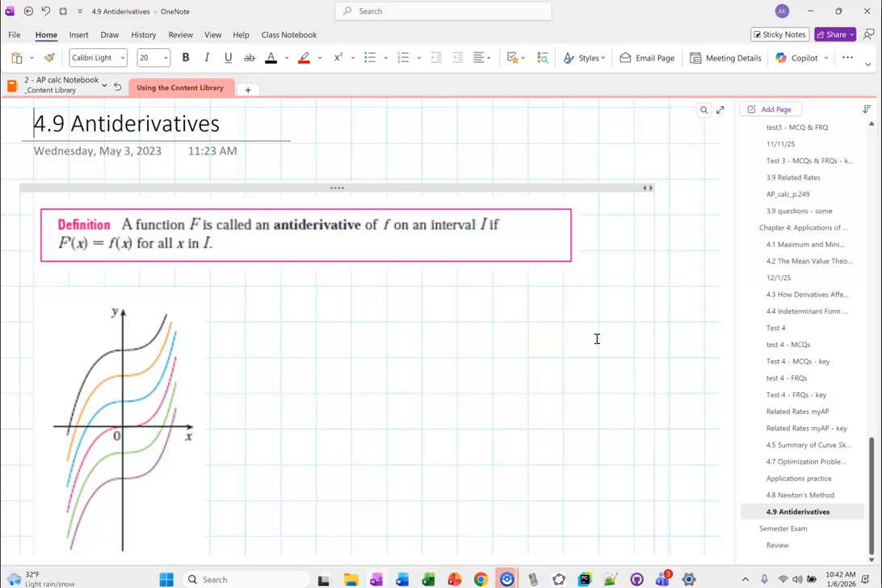So we say a function F is called an antiderivative of f on an interval I if F prime of x is equal to f of x for all x in I. Now this sounds confusing, right? Here's the deal. A function is an antiderivative of f if I take the derivative of that function, I get f back.